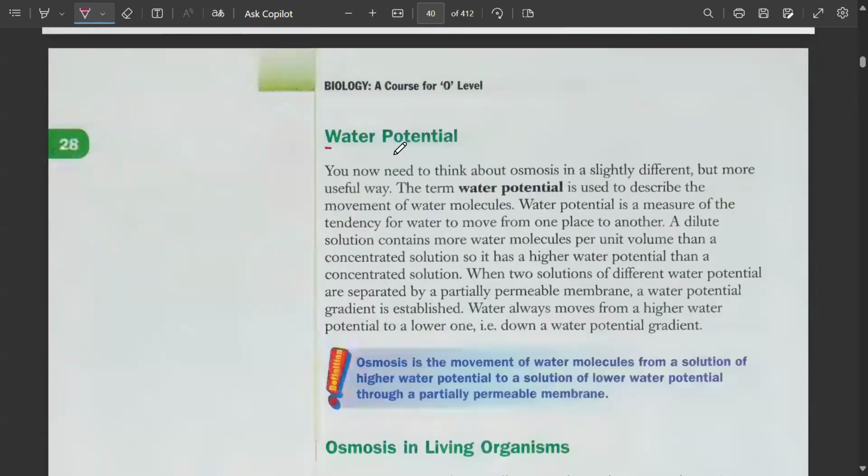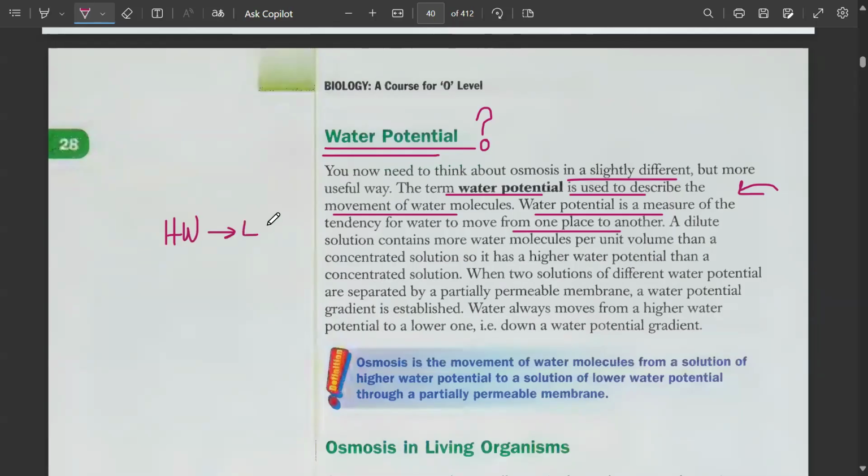सो ऑस्मोसिस के अंदर जो हम वाटर पोटेंशियल का वर्ड यूज करेंगे क्या चीज है? You now need to think about osmosis in a slightly different but more useful way. The term water potential is used to describe the movement of molecules, and water potential is a measure of the tendency for water to move from one place to another. And it's always going to move from a region of higher water potential to a region of lower water potential.